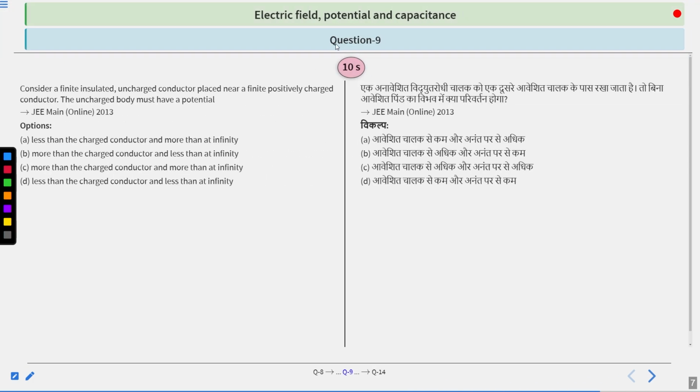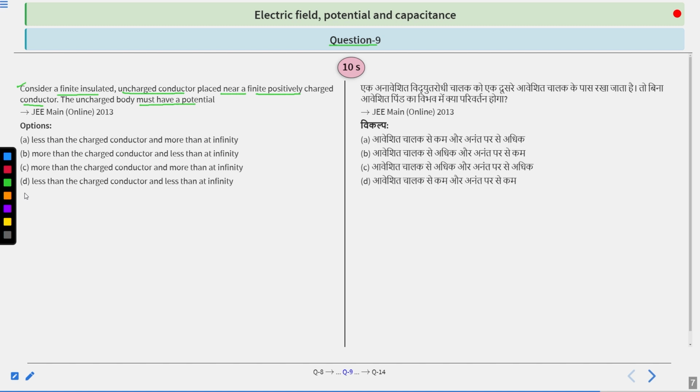Question 9. Question 9 is, consider a finite insulated uncharged conductor placed near a finite positively charged conductor. The uncharged body must have a potential. Clear?